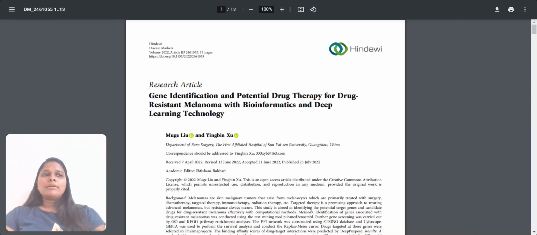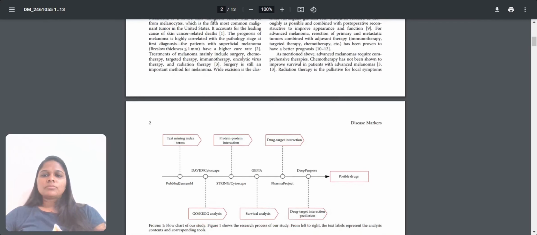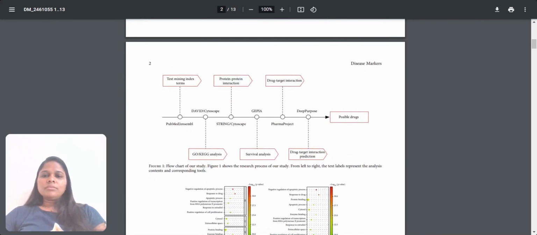The PPI, that is the protein protein interaction network, was constructed using the STRING database and Cytoscape and also the DAVID database. Further, the very important tool, if we look at this flow chart, is GEPIA. Now, what is GEPIA? GEPIA was used to perform survival analysis. The full form of GEPIA is gene expression profiling interaction analysis.